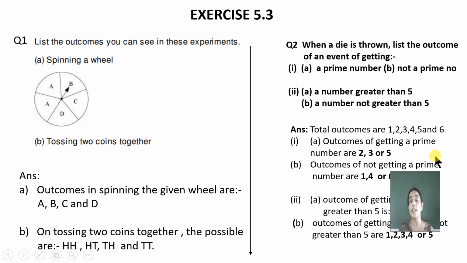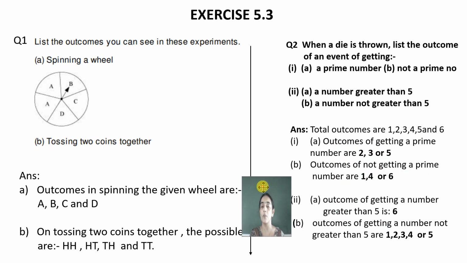Outcomes of not getting a prime number are, so which are not the prime number? 1 is a special number, 4 or 6. 4 and 6 are the composite numbers.